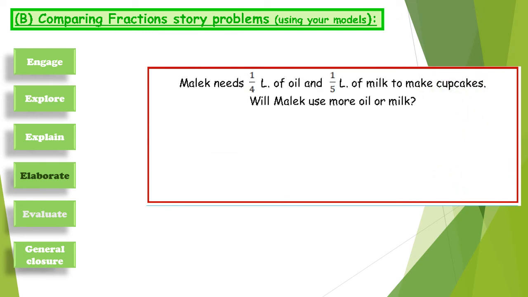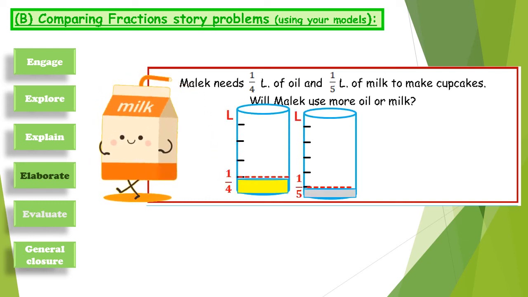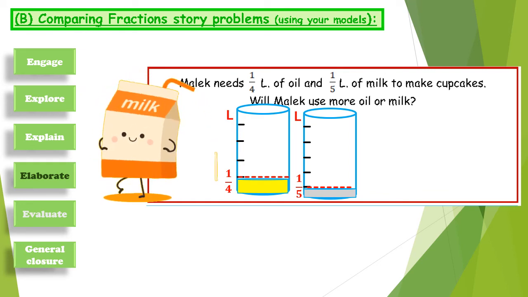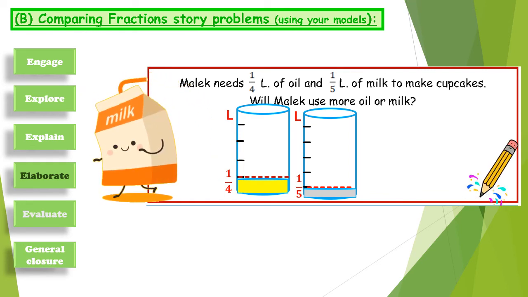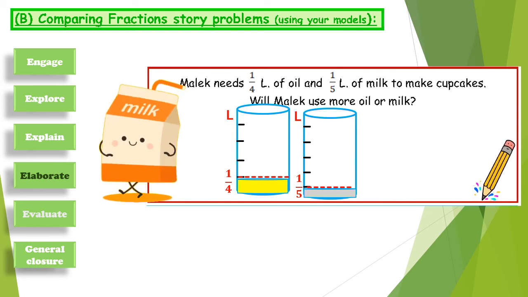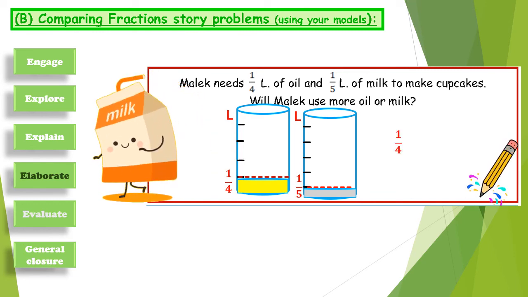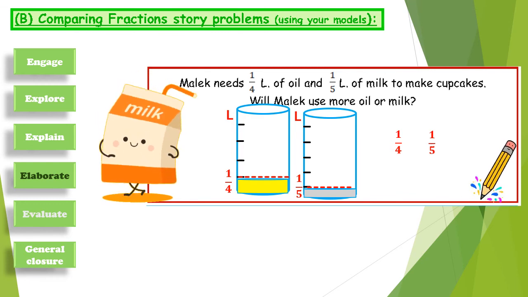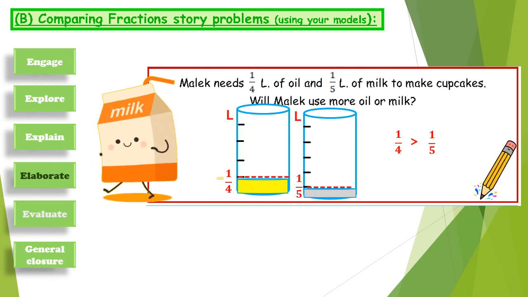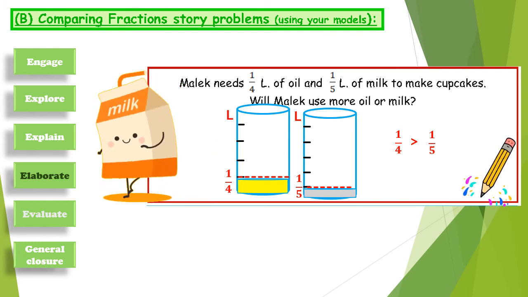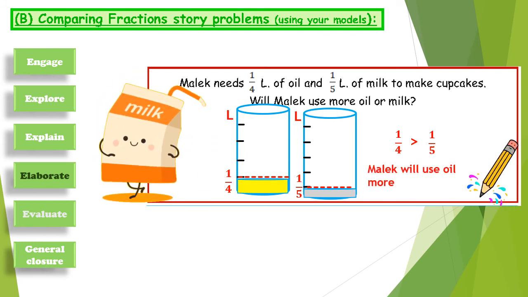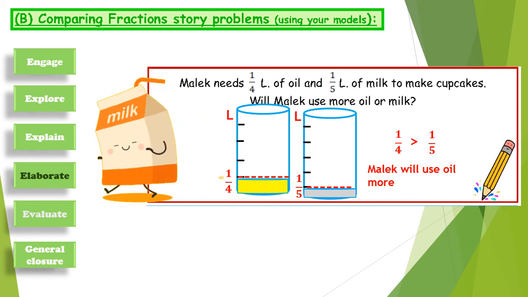Compare and solve the problem. Malik needs a quarter liter of oil and a fifth liter of milk to make cupcakes. Will Malik use more oil or milk? So I have here a fourth liter of oil and a fifth liter of milk. Which is the greatest? Fourth or fifth? I have 4 in the denominator and 5 in the fifths. So fourth is bigger because it has the smallest denominator. So Malik will use more oil.